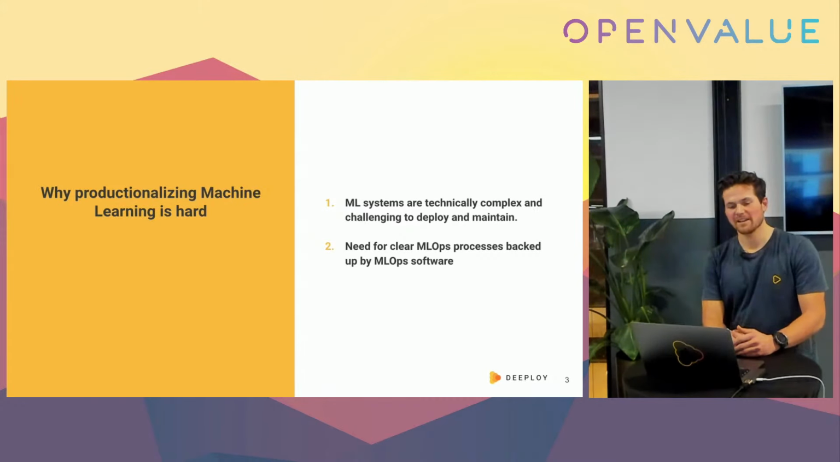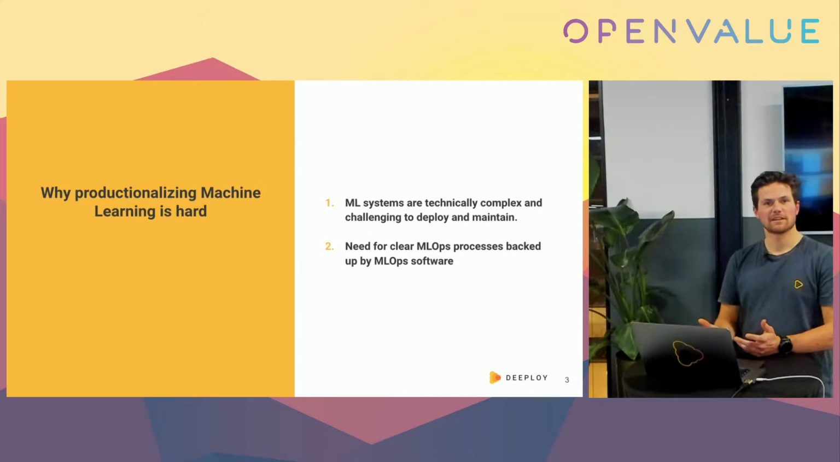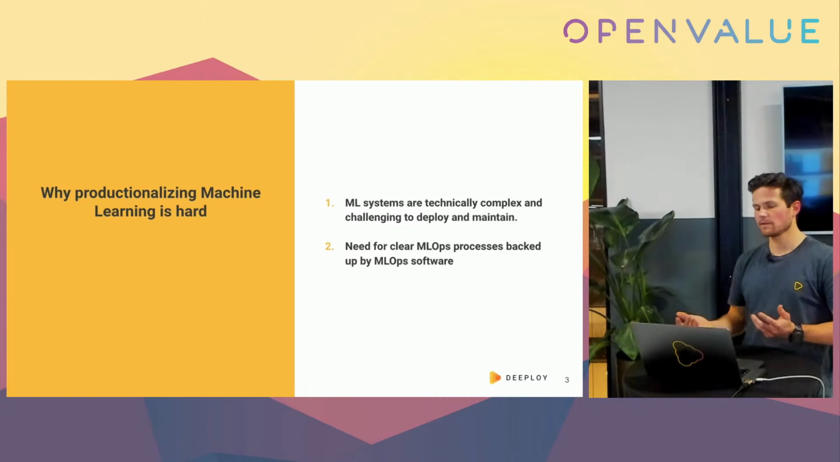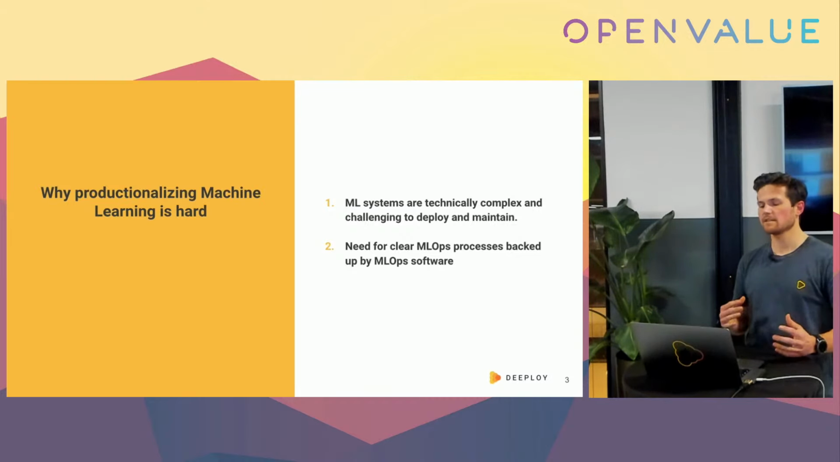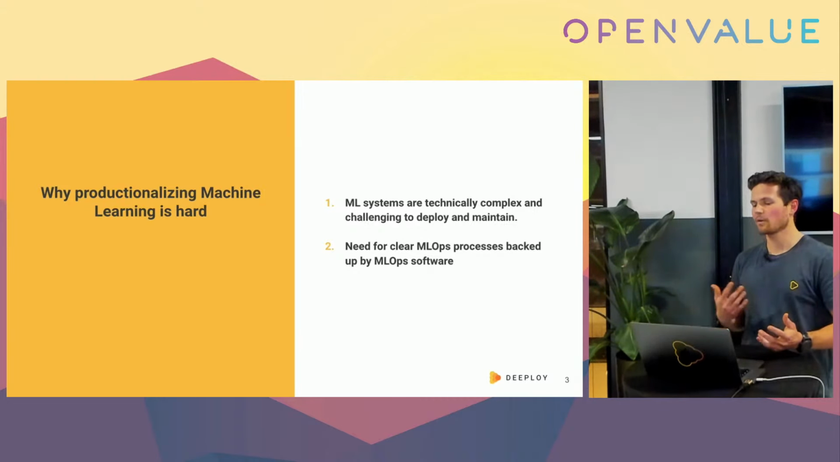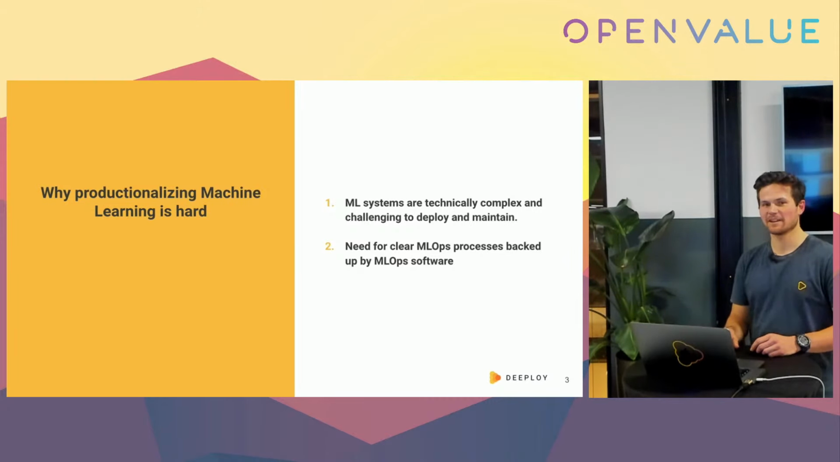First topic: why productionizing machine learning is actually a hard problem. I saw 2 things, or at least I divided them into different areas. The first one is that machine learning systems are technically really complex systems to deploy and maintain. I recently talked to an architect who even questioned whether a machine learning deployment could be seen as stable software on its own. So actually a really interesting thing to think about.